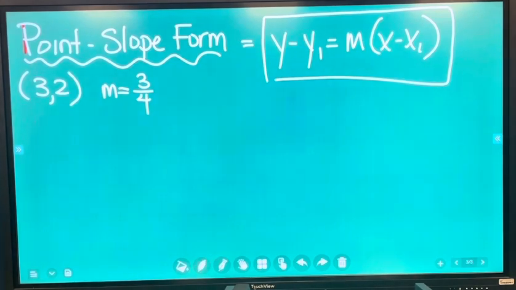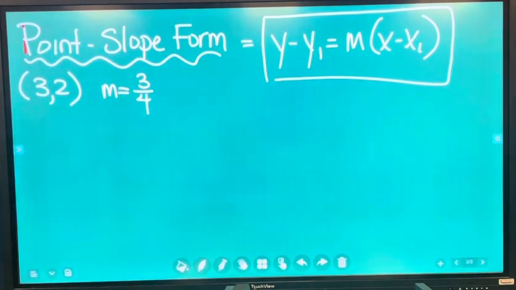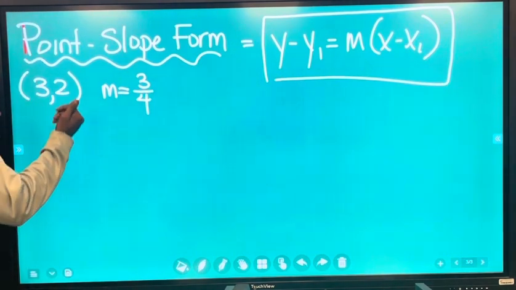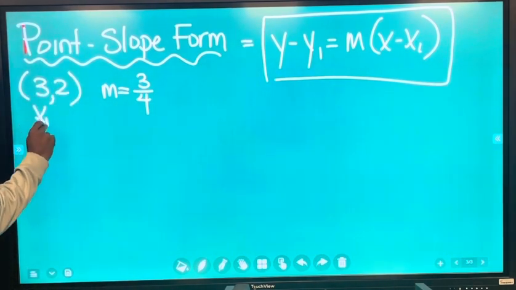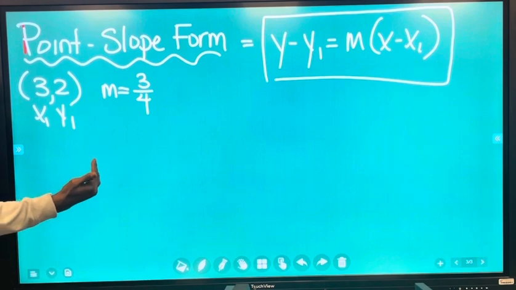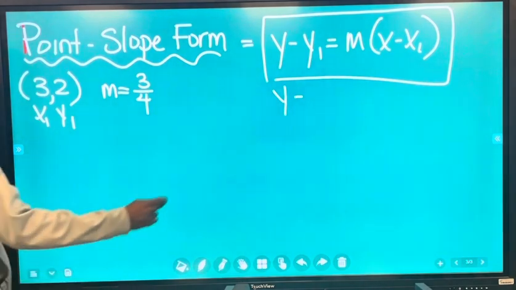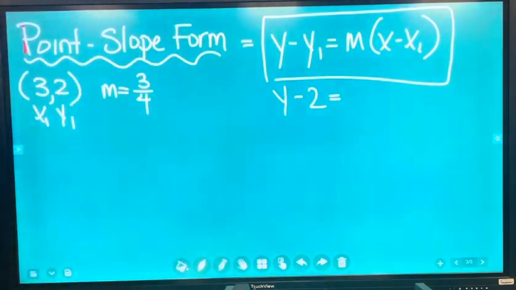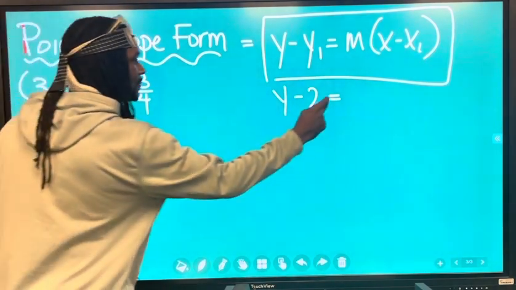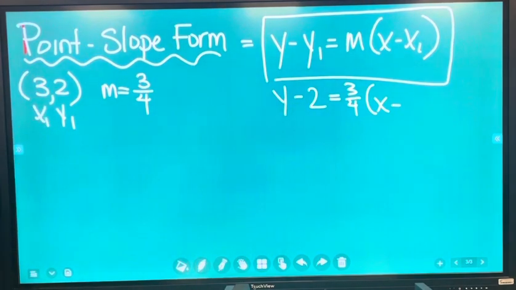With point-slope form, it's going to be extremely easy for you to plot parallel and perpendicular lines. First, you would label your points as x1 and y1. So this becomes y minus your y1, which is 2, equals my slope, which is 3/4, times parentheses x minus my x1, which is 3.